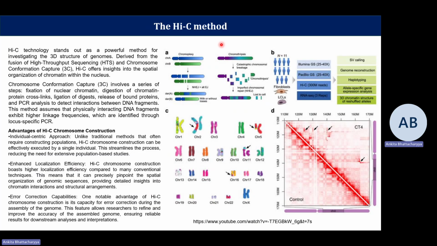The Hi-C method or technology stands out as a powerful, extremely relevant and informative technique to investigate the 3D structure of genomes. It is a sort of hybrid or fusion of two strategies. One is high throughput sequencing, obviously. The other is 3C, which is chromosome conformation capture, and integrating both of these, Hi-C offers insights into the spatial organization of chromatin within the nucleus.